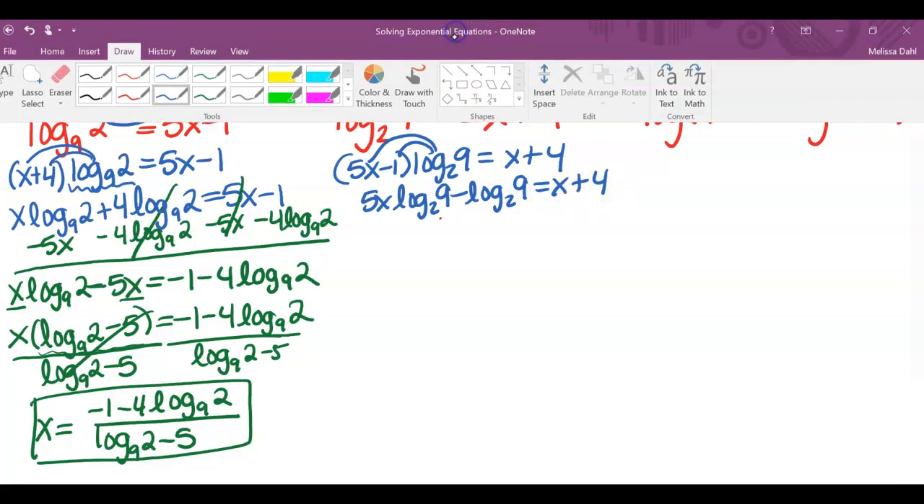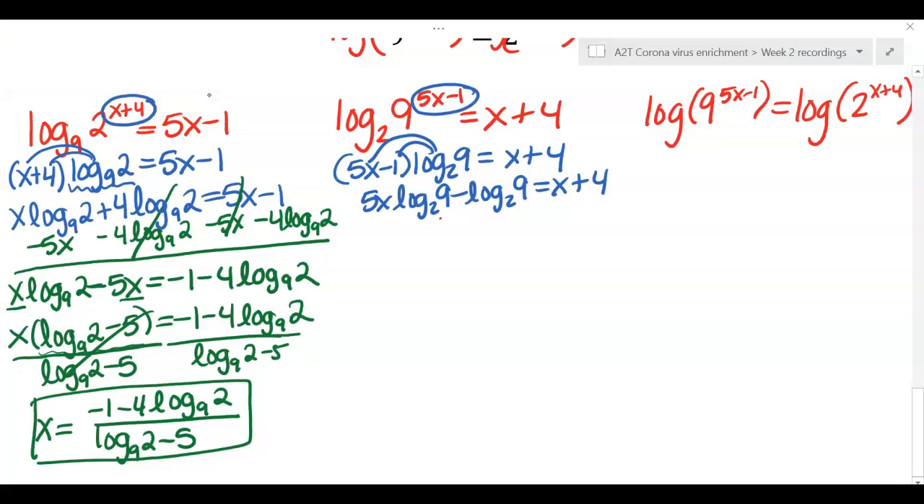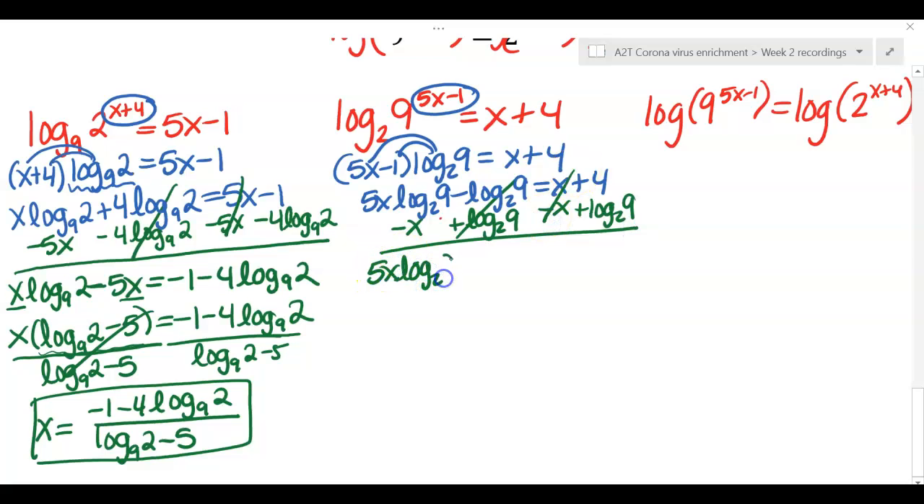And again, I would work to gather like terms on the same side of the equation. So I'm going to actually subtract x to gather all the x's on this left side. And I'm actually going to add log base 2 of 9 to cancel that out here and gather all my constants on the other side of the equation. So I'm going to have 5x log base 2 of 9 minus x equals 4 plus log base 2 of 9.